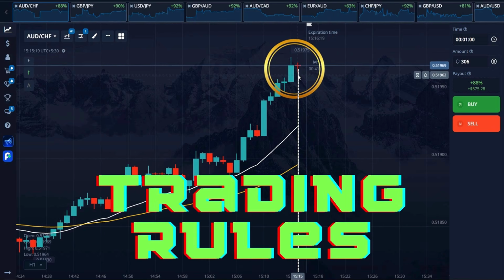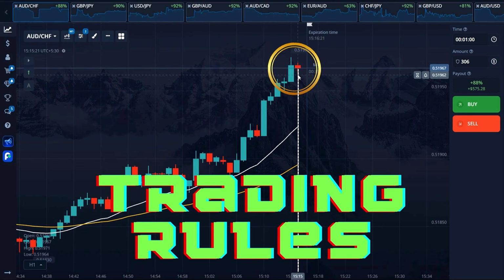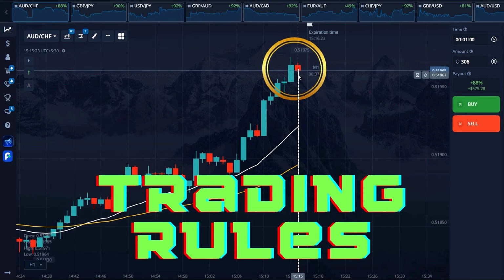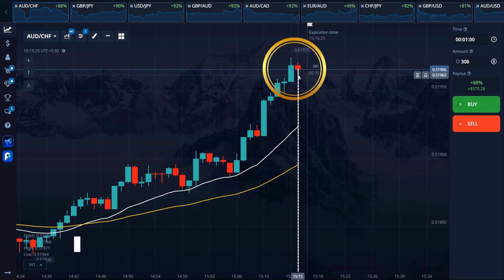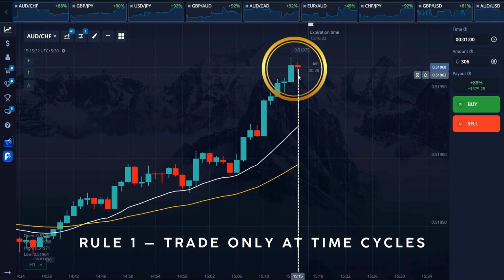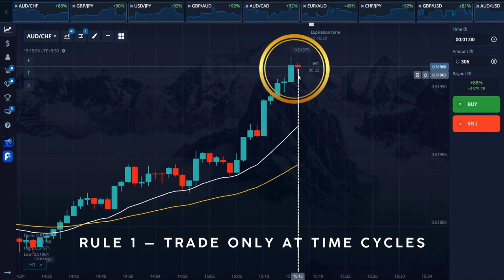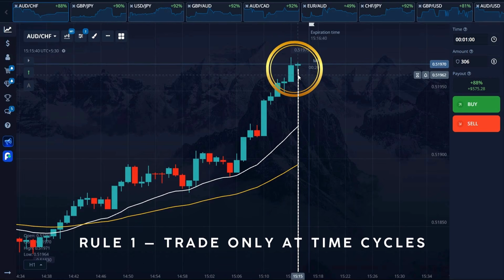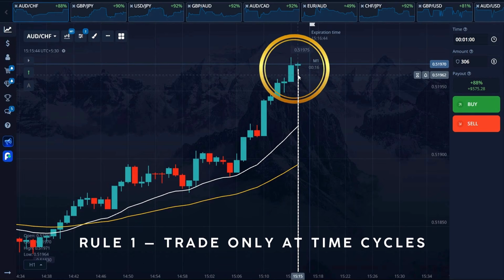All right, traders, now let's get into the trading rules for the TCWR strategy. Watch this part very carefully. Rule 1. Trade only at time cycles. We trade only at these minutes of every hour: 5, 15, 25, 35, 45, 55. These are micro liquidity windows where the market creates high probability reversal wicks. If the time is not one of these cycle points, skip the trade.